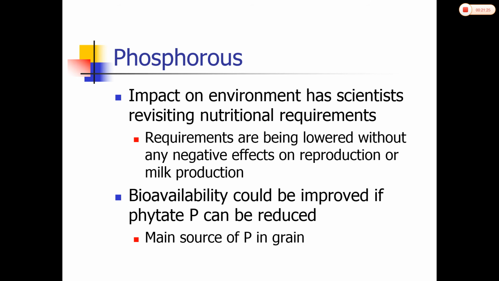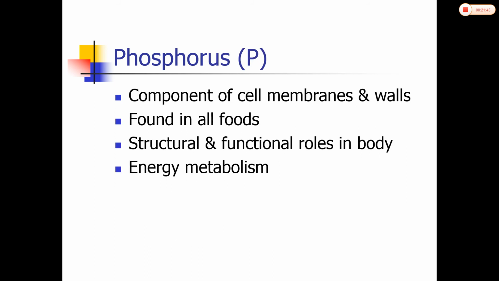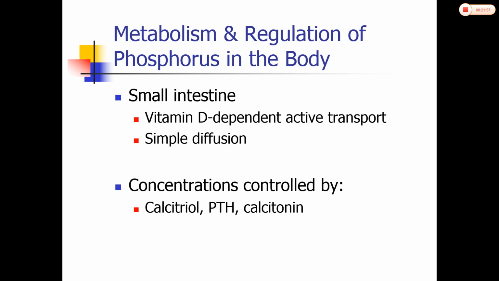So the requirements are being lowered without any negative effects on the reproduction or the milk production, and the bioavailability could be improved if the phytate, because it can complex with the phosphate, and these are present in the grains. The phosphate is a very important component of the phospholipids, which is a component of cell membranes and cell walls. They are found in all the foods. They have structural and functional roles in the body and the energy metabolism.